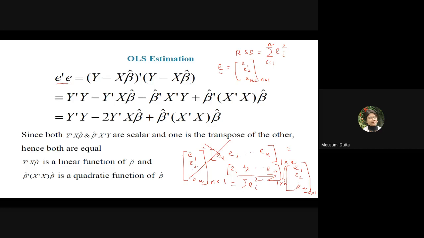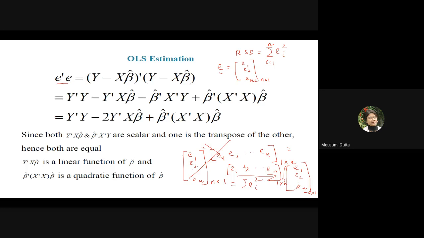In the last day, when we tried to define the variance covariance matrix from u_i, you will find that we considered u transpose because we want to generate the variance covariance matrix. Here, the definition of RSS is summation e_i square, sum of squared residual terms. Given the fact that e is of order n by 1, we have to consider e transpose e.